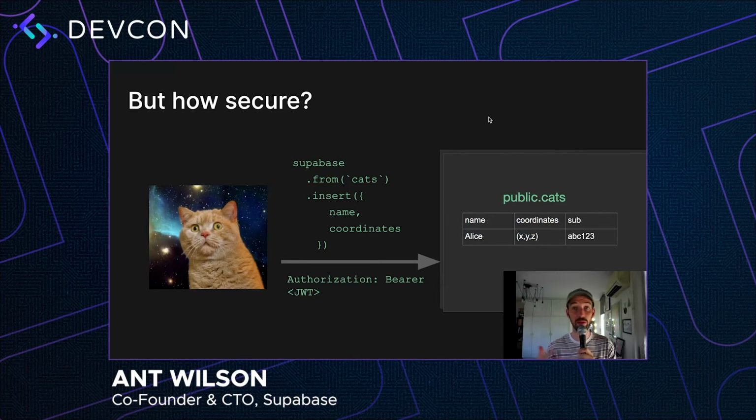And then, okay, we've been allowed to insert the new data into the table, into public.cats. And so we have a new row, which is Alice the cat. She's at in some crazy nebula somewhere. And she has this sub, this ABC123, which is her UUID. So that's how it's secure.